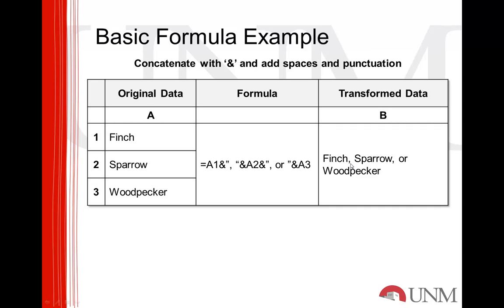And this is the result that you'll see from that formula. Finch, comma, space, sparrow. We'll do the same thing between sparrow and woodpecker, except that we'll add the comma, space, the word or, space, end quote, and then woodpecker. So that gives us finch, sparrow, or woodpecker formatted like this. And using this concatenation method with punctuation and spacing, you can create your own bibliographic citation in the citations column.